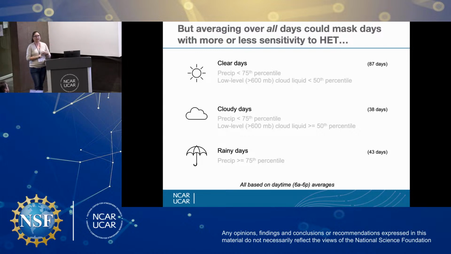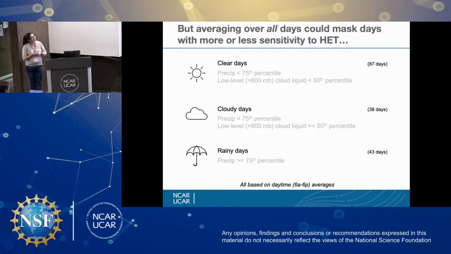We're defining clear, cloudy, and rainy days, with the idea being that on clear days, maybe there's less synoptic forcing, so the influence of heterogeneity could be larger. It could be fairly large on cloudy days as well, but on rainy days, we would expect larger synoptic forcing. The rain is kind of acting to homogenize all the surfaces a little bit more than if it's clear. So we might expect to see more limited heterogeneity impacts there.